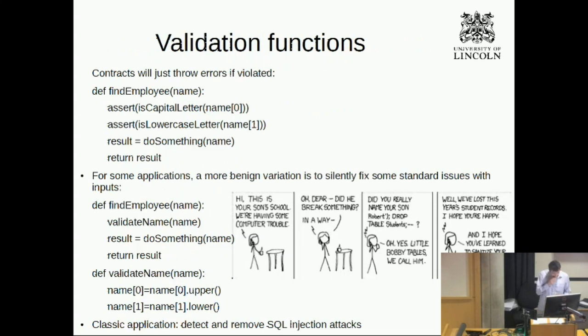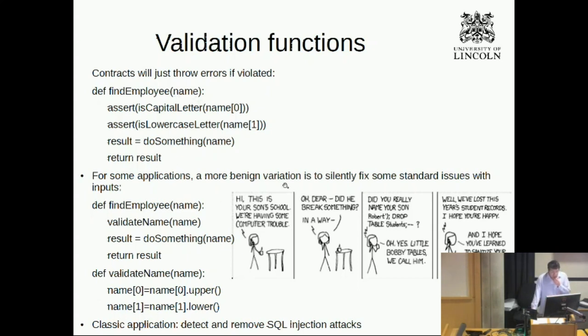Okay, so a variation on contracts in contract-oriented programming is the concept of a validation function. So you might have come across these, especially if you work with databases. When you do contract-oriented programming, your contract will usually just throw an error and stop if a contract gets violated. So you might, for example, have a function like this. This is going to find an employee in the database. Here there's an input contract saying the name must start with a capital letter and the second letter must be a lowercase letter. That's part of the contract for what a name is supposed to look like. If your name doesn't look like that, I'm just going to stop and complain. It's your problem to go and fix it.